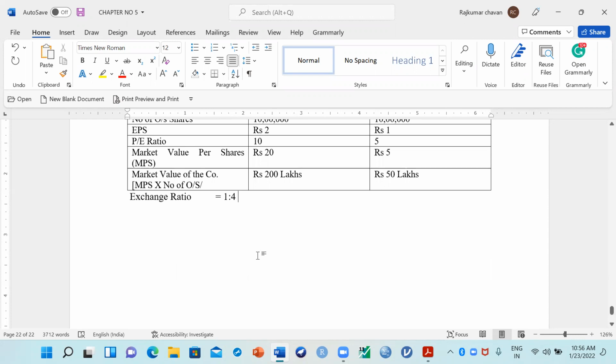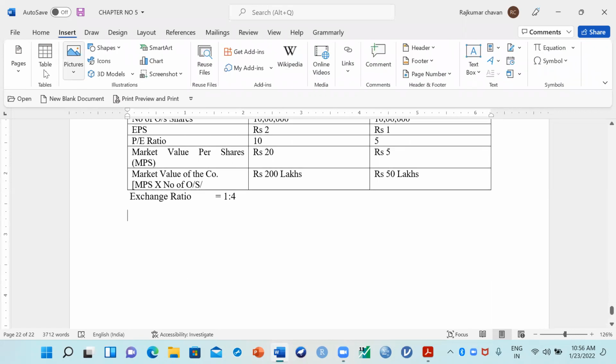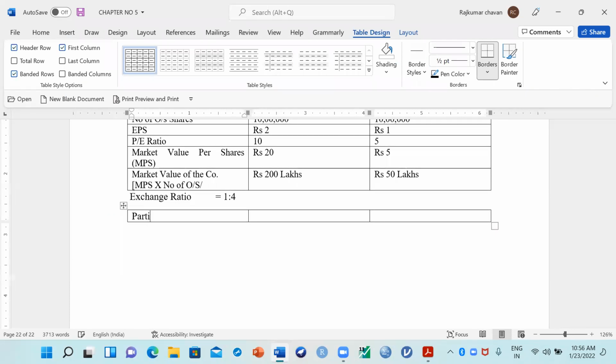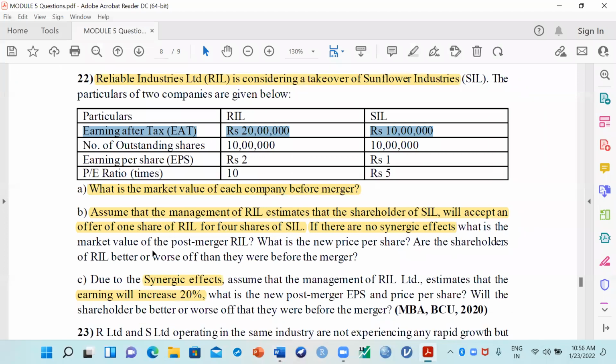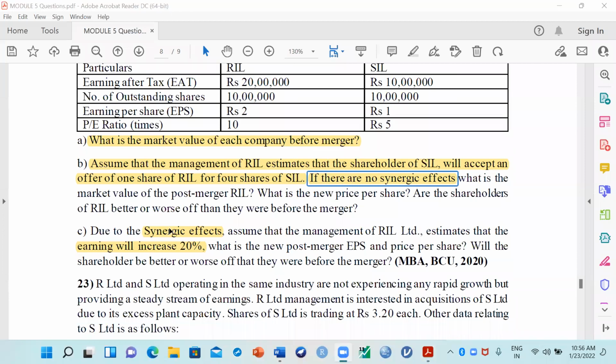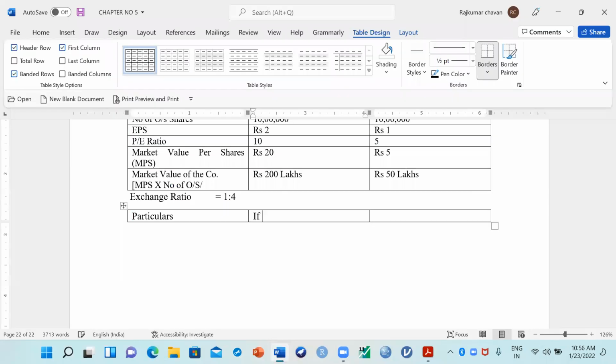I am drawing one more table here, with particulars and 3 columns again. So remember, there were case 1 and case 2. What was case 1? What did we highlight here? If there is no synergic effect, and we know what a synergic effect is, right? And what is case 2? If there is a synergic effect, what is the value of these companies? So the first one is if there is no synergy effect.